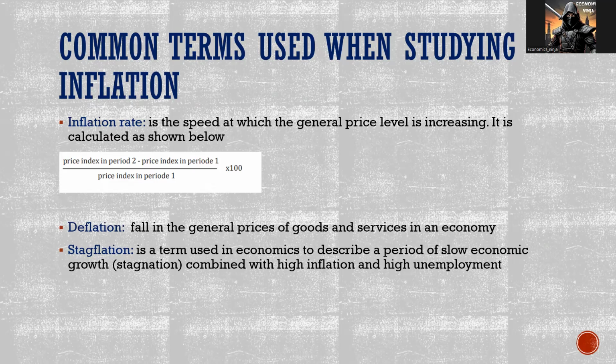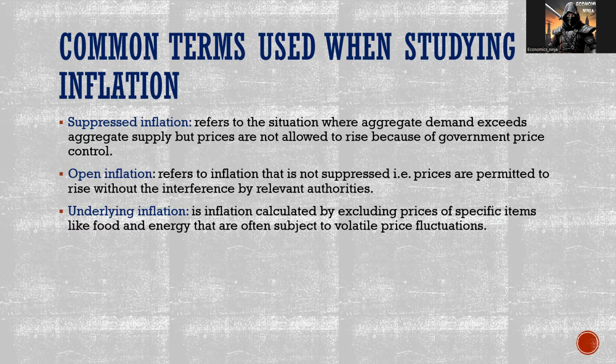Then deflation, this is when the general prices are going down. So it's the opposite of inflation. It is very simple. Stagflation, this is a combination of two words, stagnation and inflation. So this is a situation where there is no economic growth. The economy is stagnant. The GDP is not growing. Then coupled with inflation and unemployment. So this is a nasty position to be in as a country.